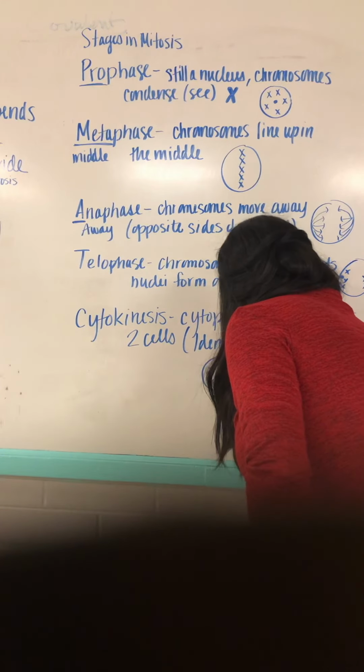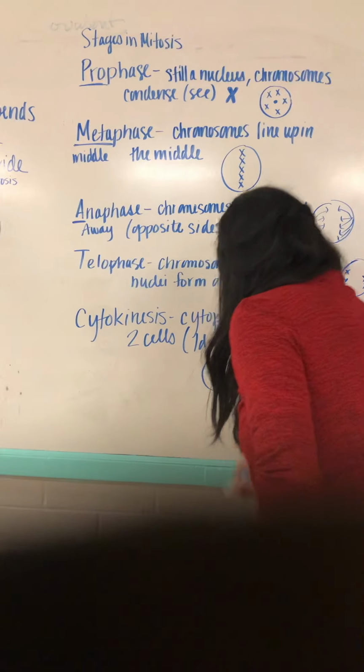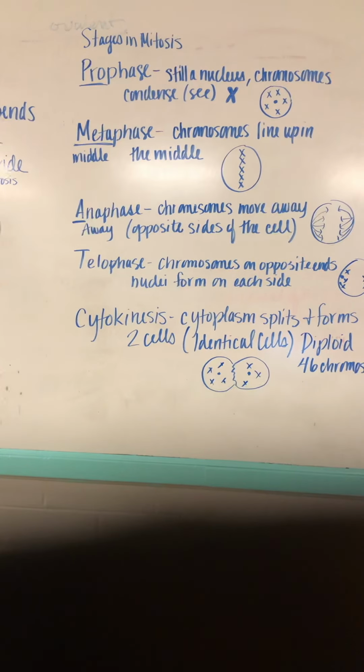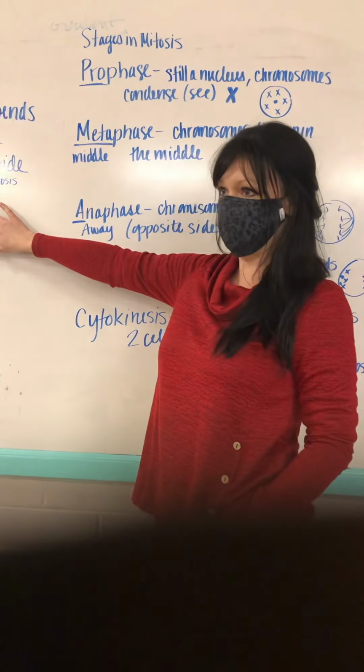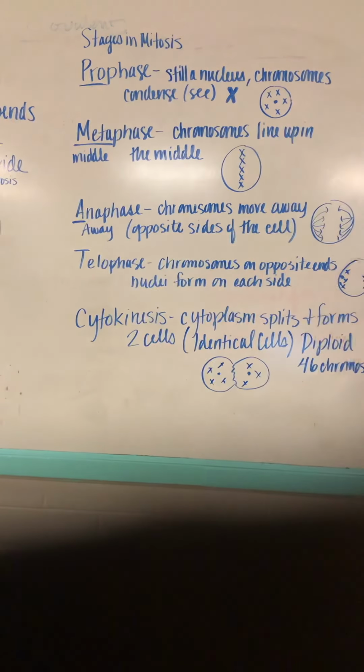And then cytokinesis is where the cell starts to split, and it's got its nucleus and it's got its chromosomes, which are going to dissolve back into the cell. And then it will go into interphase, where it's just kind of hanging out, doing whatever it needs to do until it needs to replicate again.